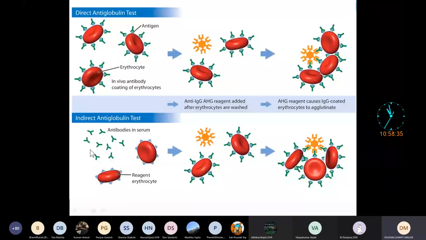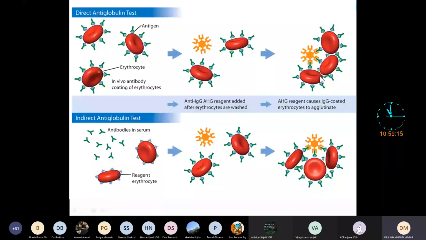Now this picture you see, here the direct antiglobulin test is there, and then the indirect antiglobulin test. In the first picture, the RBCs are themselves coated with the antibodies, but it is not showing the clumping. Whenever we add this anti-human globulin or the Coombs reagent, it is something like a robotic picture having many arms. So it will attach many RBCs, so it will show the clumping.